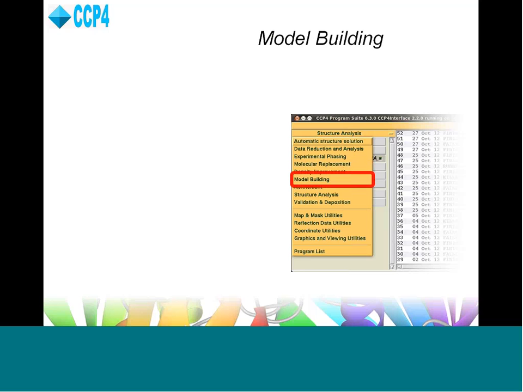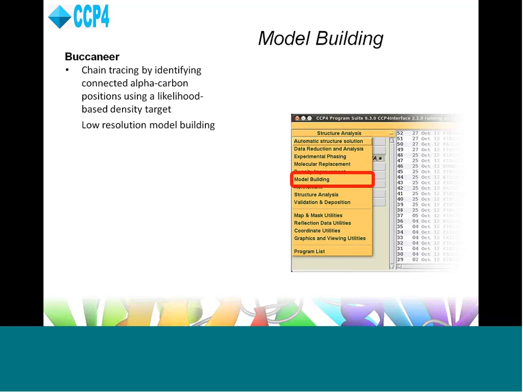And then model building, we have the latest version of Buccaneer, which does chain tracing by identifying connected alpha carbon positions using a likelihood-based approach. It was originally designed for doing model building at low resolution, but it can work also just as well at high resolution.